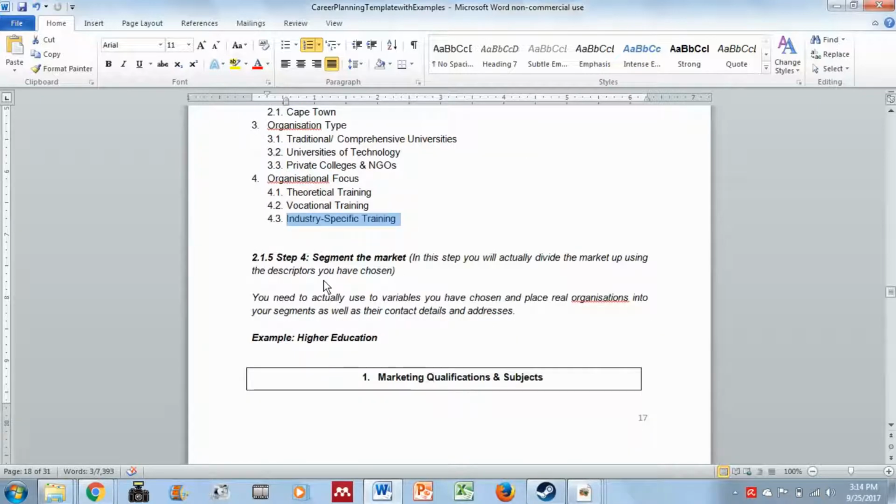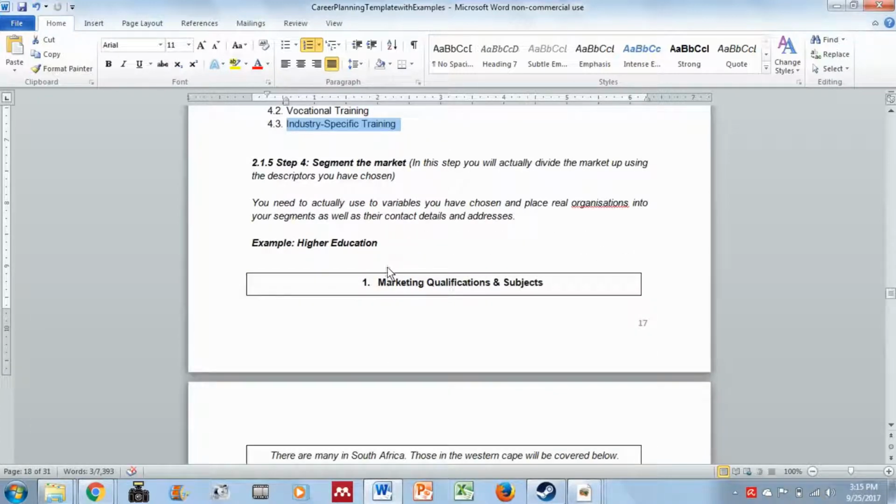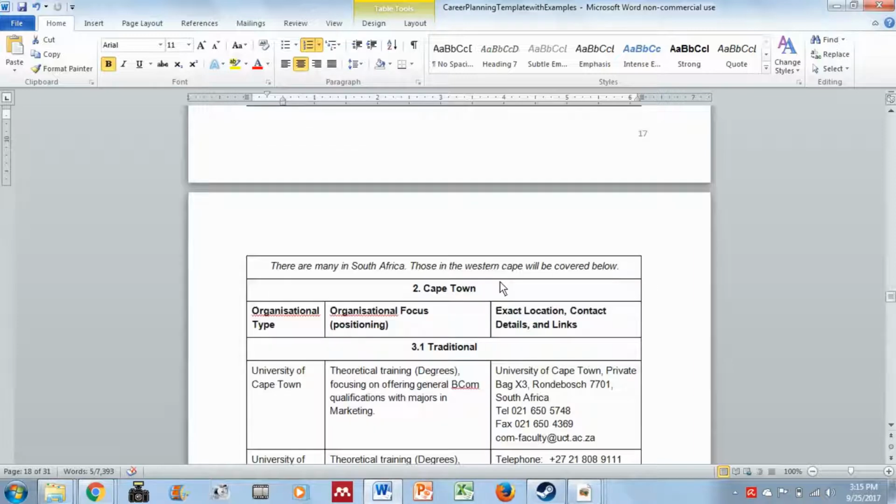Then step 4, you segment the market. In this step, you actually divide the market up using the descriptors that you've chosen. You need to actually use the variables you have chosen and place real organizations into your segments, as well as their contact details. So I start off with marketing qualifications and subjects, number 1, and I say there are many in South Africa, those in the Western Cape will be covered below.